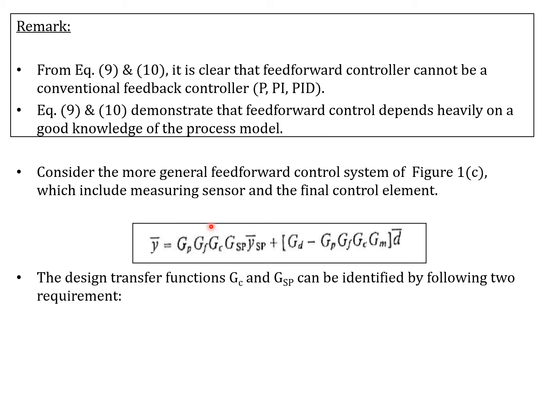And consider the more general feed-forward control once we include the measuring sensor and final control element. If you include them, then you can get this more comprehensive equation for Y with respect to the process, the controller and the measuring element. Sorry, the final control valve, set point, and then the disturbance part: process, the measuring element, the controller, and the manipulated variable. And this will give you this design transfer equation.